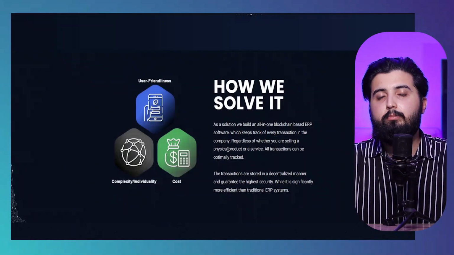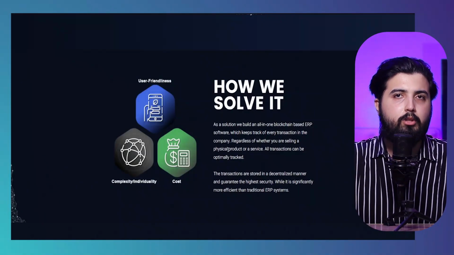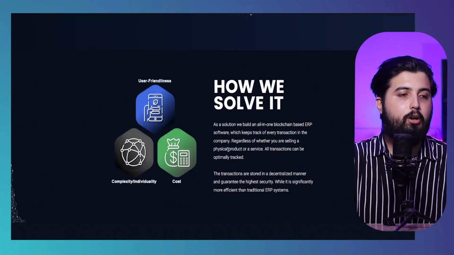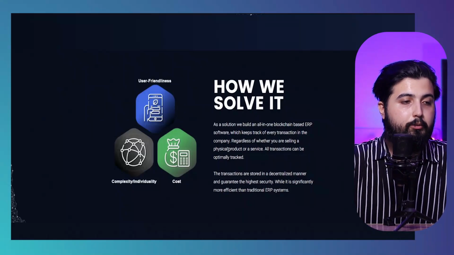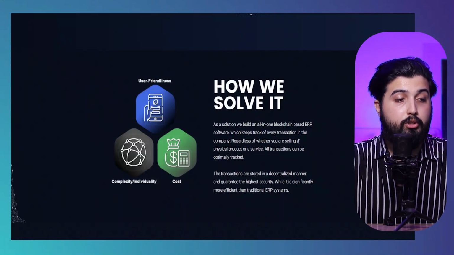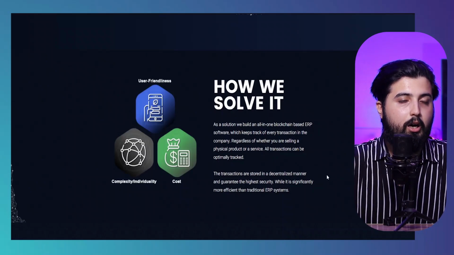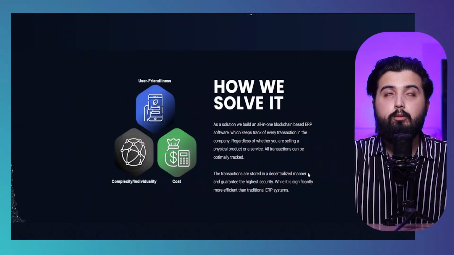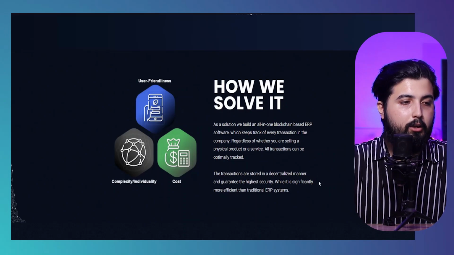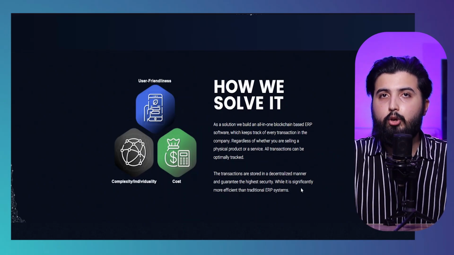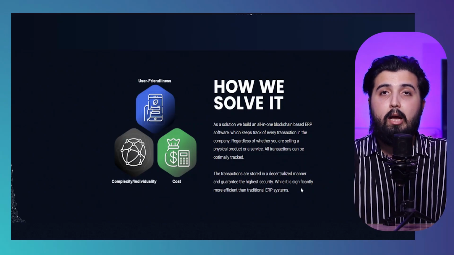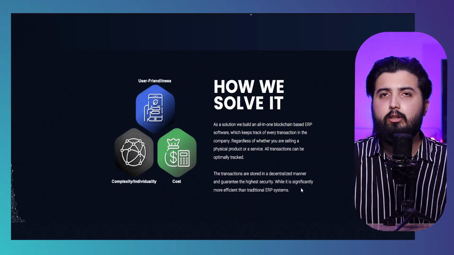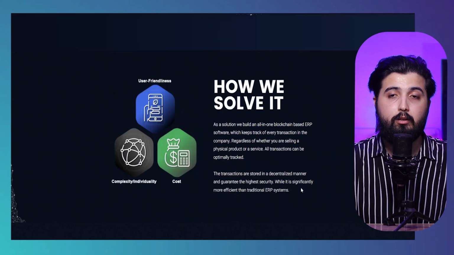So here's the solution that is being offered by OBS. The ERP software of OBS is an all-in-one blockchain-based software which keeps track of every transaction in the company, regardless of whether you're selling a physical product or service. All of the transactions are tracked. There's a record kept for them, stored in a decentralized manner, which we know provides the highest security. If it's centralized, it is kept in one place. If there's any attack over there, then all of the data, all of the records are lost. This issue does not exist anymore when it is decentralized.